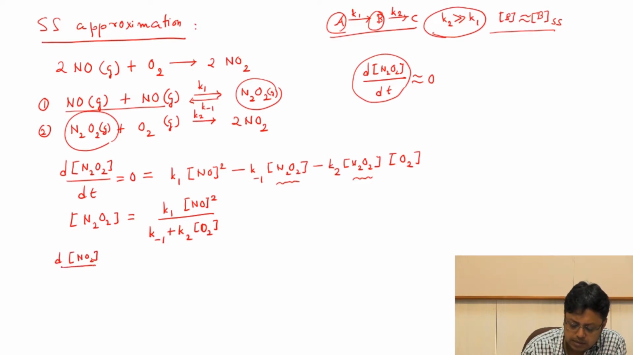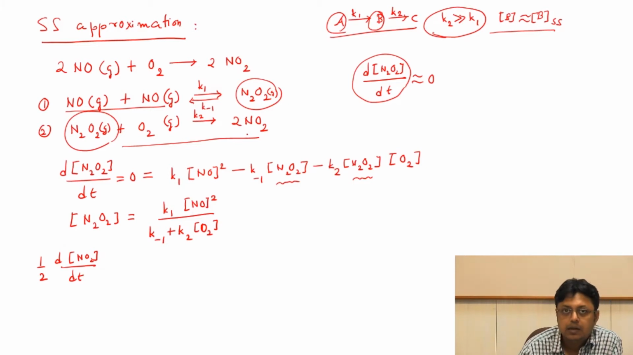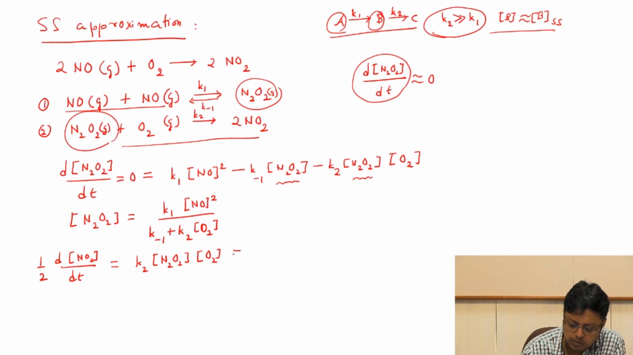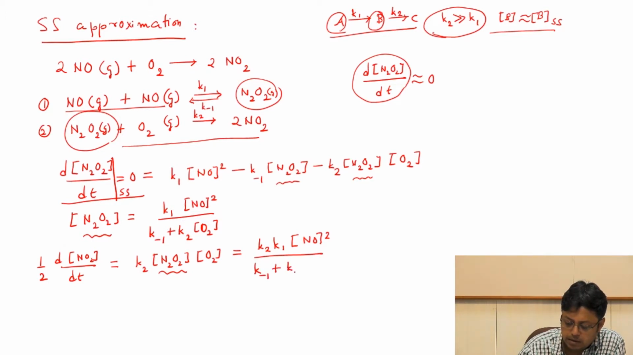So the rate of the reaction, which is d[NO2]/dt with the half factor, you can see that the second step is the step where this NO2 is being formed. So the rate of the reaction is the rate of the second step, which is nothing but K2 into N2O2 into oxygen. If we replace the N2O2 concentration by the expression we just derived based on the steady state approximation, we get K2 K1 into NO square divided by K minus 1 plus K2 into O2.